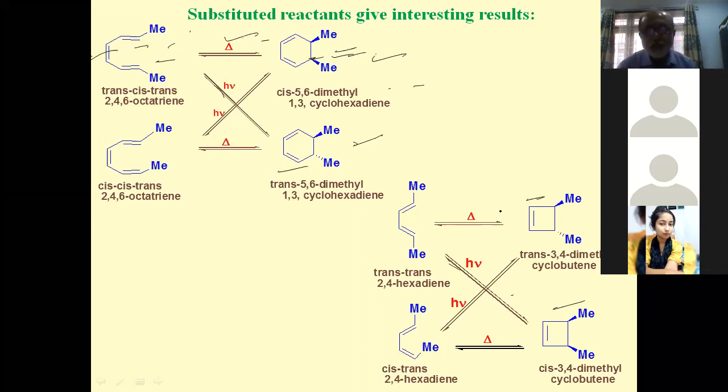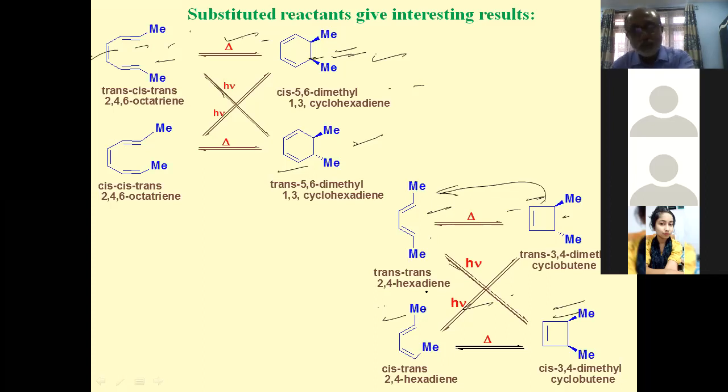And they are reversible. Now we can have ring opening also. When we ring open this one, we get this. The reverse is also true. If we start with this one, you see, this is reversible. You start with this one, we should get this one. We start with this one under photochemical condition, we get this under thermal condition. So it is very, very confusing.